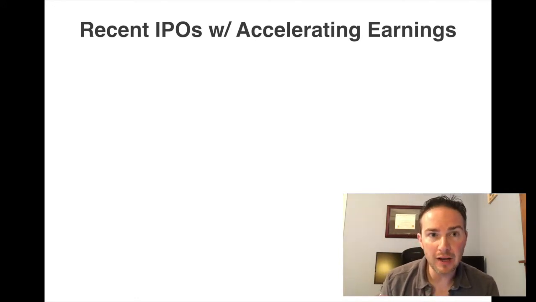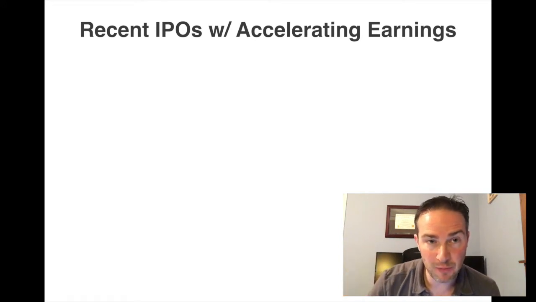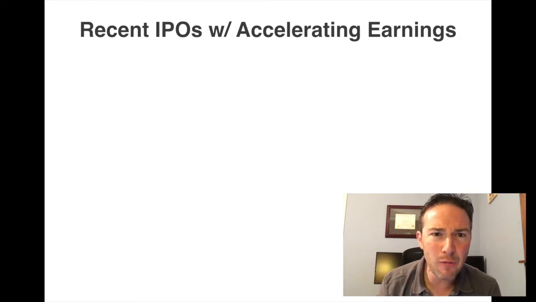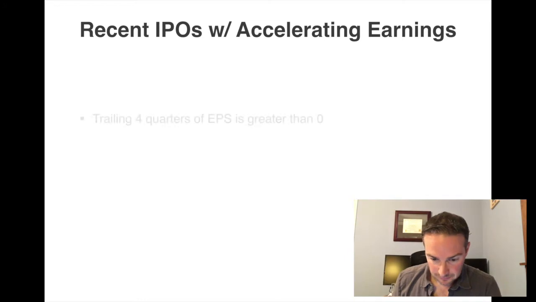And the reason why is because, historically speaking, the IPOs that have already had accelerating earnings are the ones that had the greater probability of running 100, 200, 500% or more, especially in the kind of market environment that we're in right now, which is a very strong bull market. So when we're looking at recent IPOs, we want them to have the following.